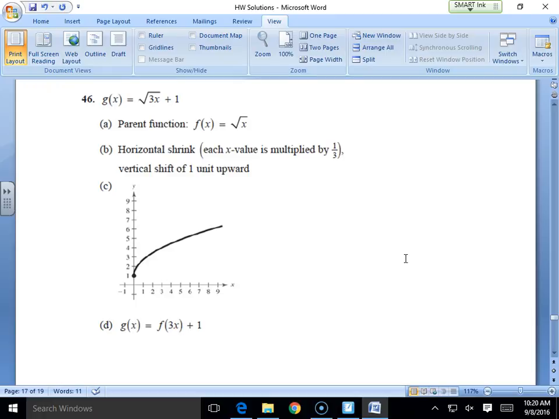Did anybody get stuck on letter D, what they were asking? It was a little bit weird. It's kind of like parent function. How would you express it without the square root? And say, oh, hey, f of, put that little 3x inside. So you can show the 3 being multiplied on the inside and the 1 on the outside. You're just kind of showing it in a general form instead of the specific square root form, if that makes sense. I know it's a little weird.